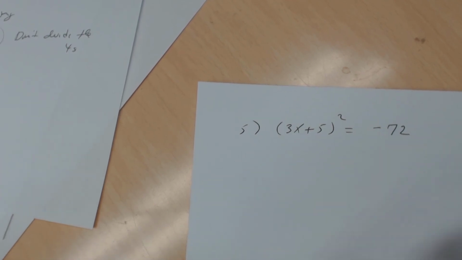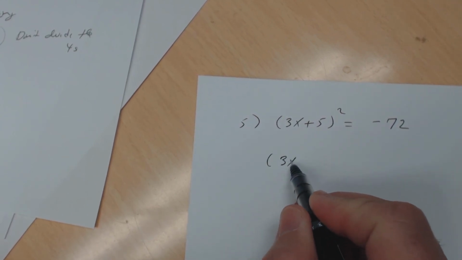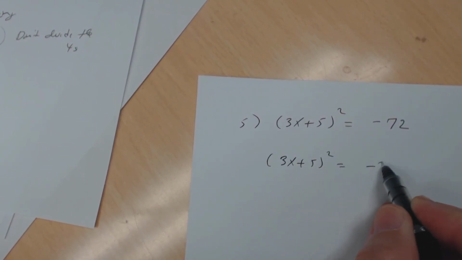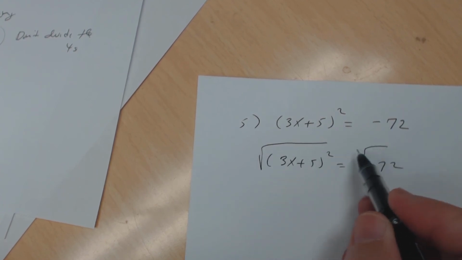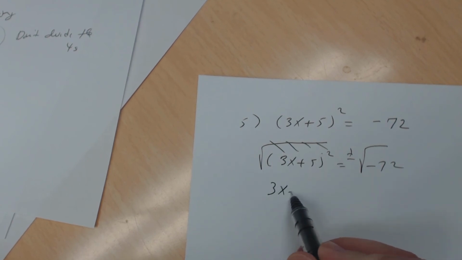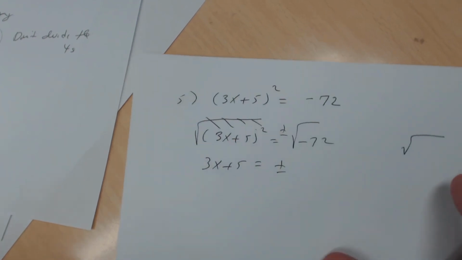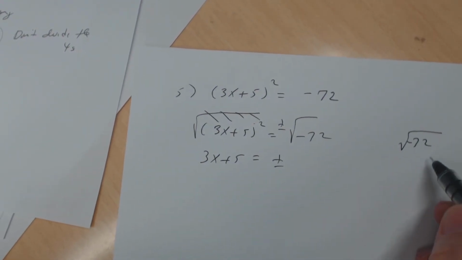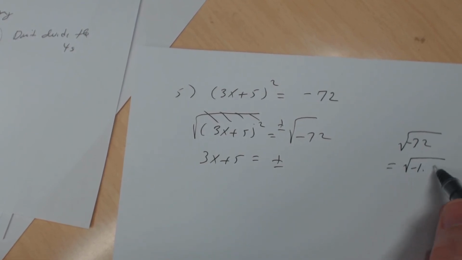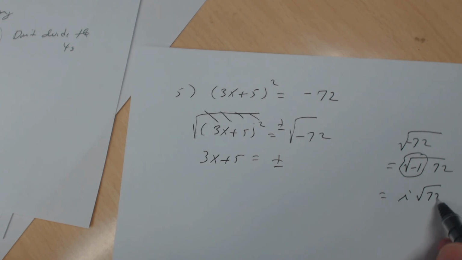So if I take the square root of both sides, because it's already in that form, an expression squared equal a number. So if I take the square root of both sides, just like this, plus or minus, the square and the square root undo each other. So I get 3x plus 5 equal plus or minus. Again, let's deal with the square root of negative 72. So remember, the square root of negative 72 is the same thing as saying the square root of negative 1 times 72. The square root of negative 1 is i, so you get i square root of 72.